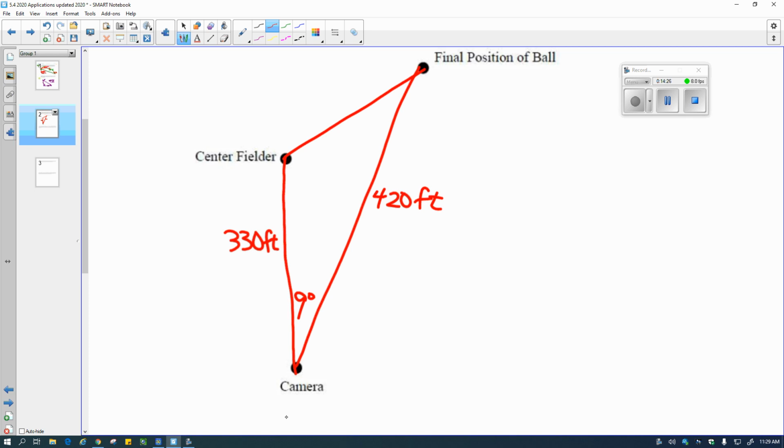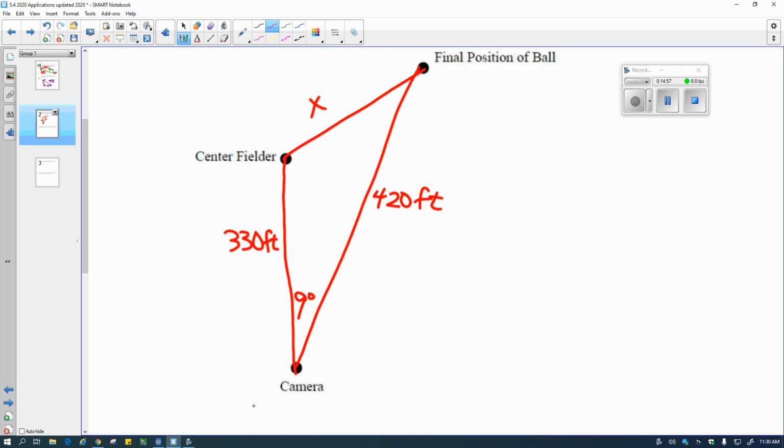Now, when I get a scenario like this, a side angle side scenario, we've talked about that before, where I have two sides and an included angle, that setup always screams law of cosines. Because I don't have another angle, so I can't find a third angle. And the side I want is across from the angle I know. So I'll call that X because we want to know how far he ran.